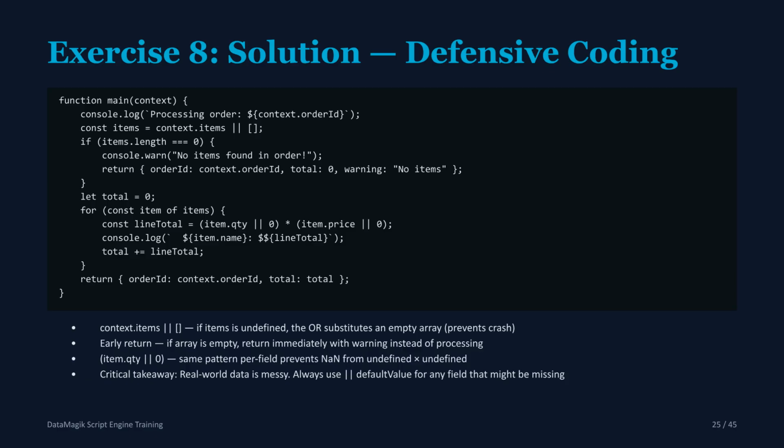This solution demonstrates defensive coding using "context.items" to default to an empty array if the items field is missing. An early return handles empty arrays. Using the OR operator on individual properties prevents crashes when data is incomplete.